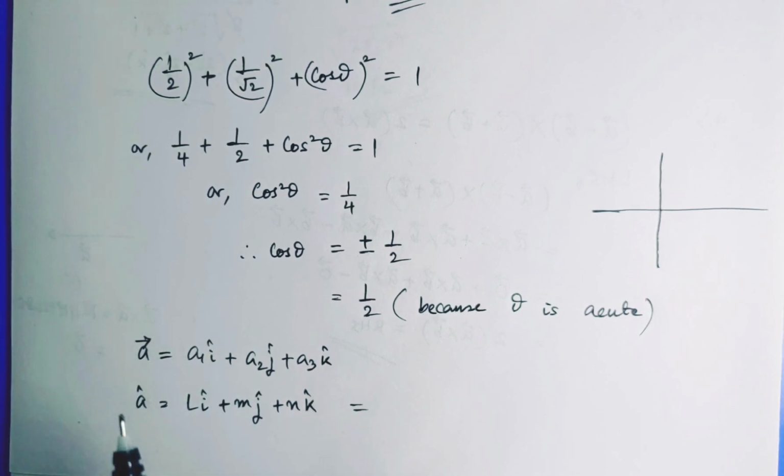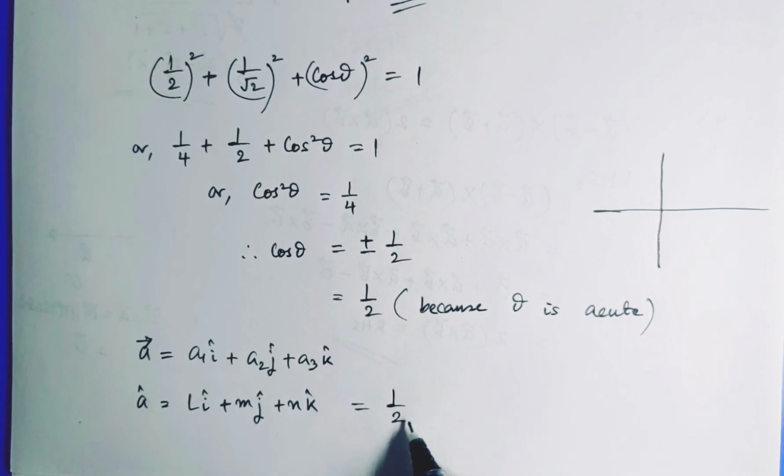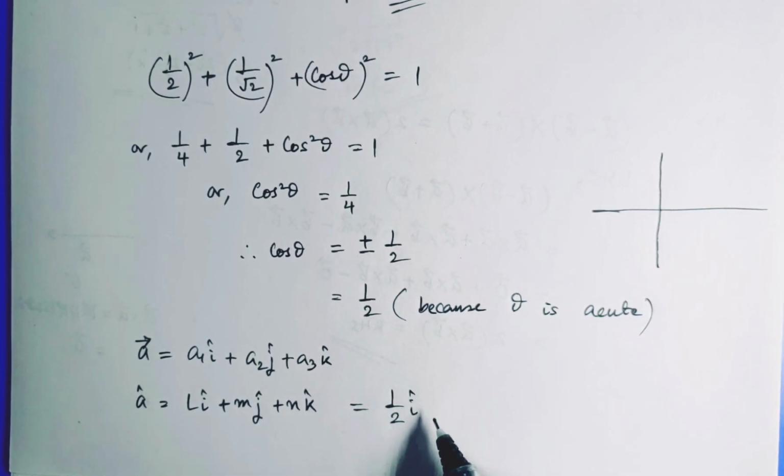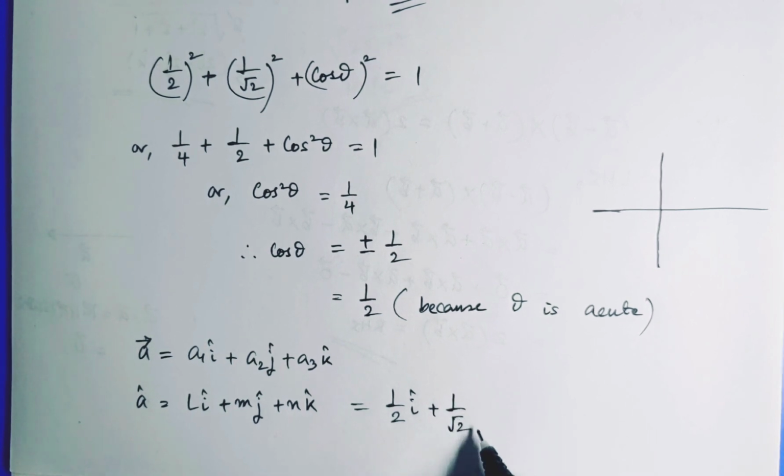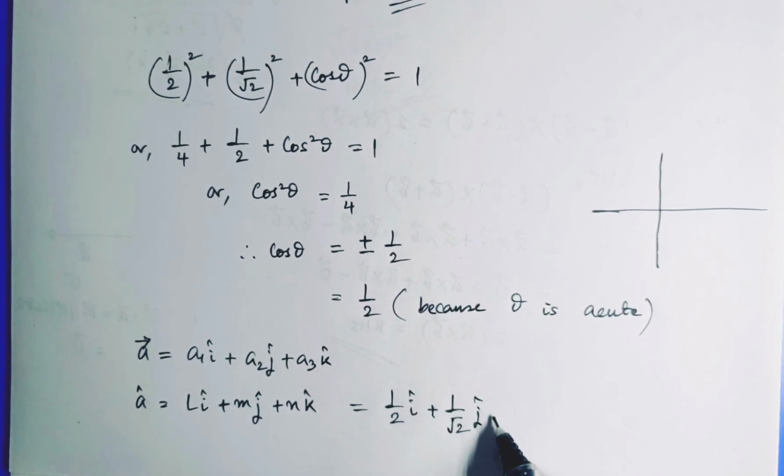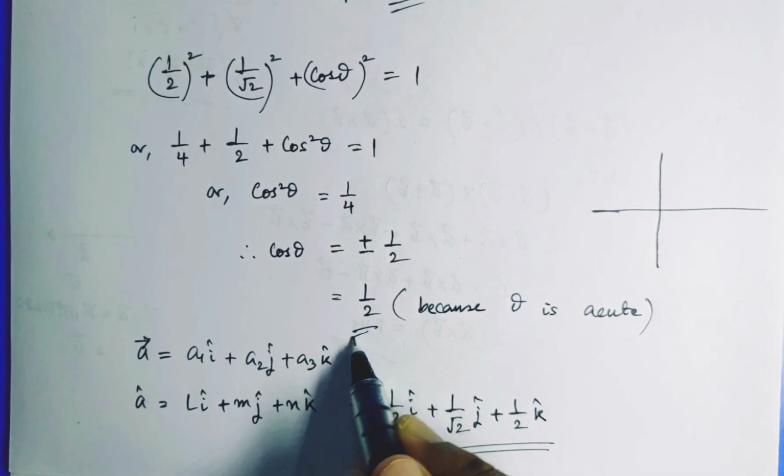So how much is that? L is equal to how much? L was equal to, we have already done this, half i cap. M is equal to how much? 1 by root 2 j cap, and N is equal to this one. So these are our required answers.